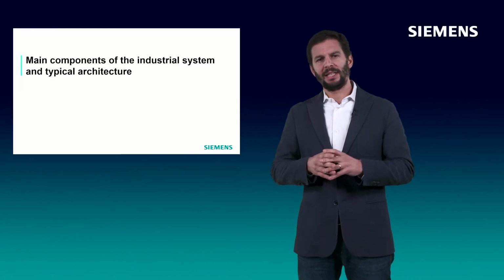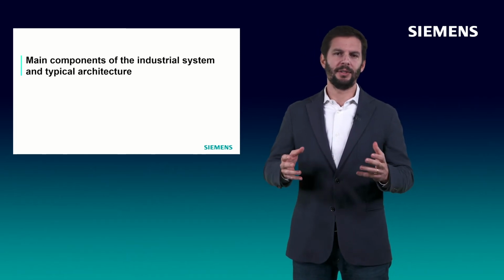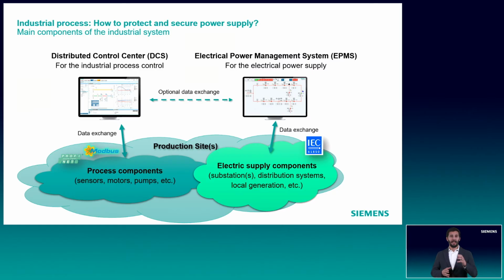Understanding the main drivers, let's take a look now into the typical architecture and main components of the industrial system. As described here in the picture, in an industrial facility, there are two worlds. The first is the DCS, Distributed Control System, which is responsible for the main processes within the plant. Example, control of motors, pumps, compressors, etc.